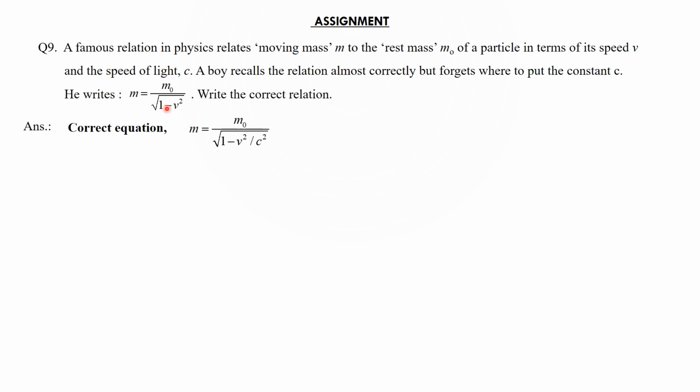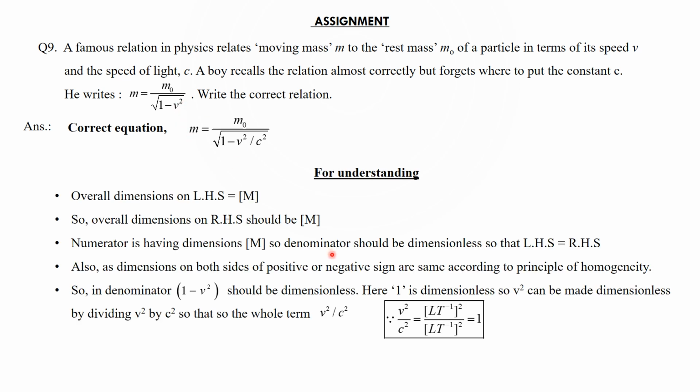Another thing I told you, on both sides of a plus or minus sign the dimension should be the same. So 1 is dimensionless, that means this whole term should be dimensionless. How can I get that? When I divide this by c square, because what will happen in that scenario, v square by c square is (LT minus 1) whole square divided by (LT minus 1) whole square. What am I getting? 1, which is dimensionless. By the way, here we are saying 1 is dimensionless. It's not that 1 minus 1 will be 0 or something. It is dimensionally that we are discussing.